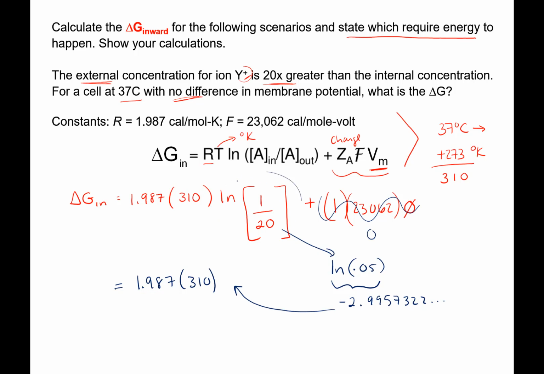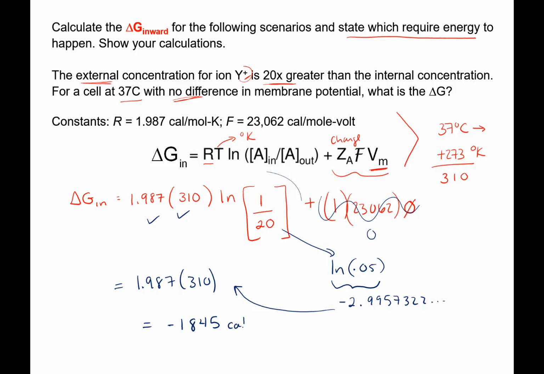So I always calculate this number first, then I multiply it by 310, and then I multiply it by 1.987, and I get not the answer that I came up with first. Hold on, what did I do? 1 divided by 20 natural log times 310 equals times 1.987 equals, okay, there we go. So I get a number, negative 1845.28, and so on.